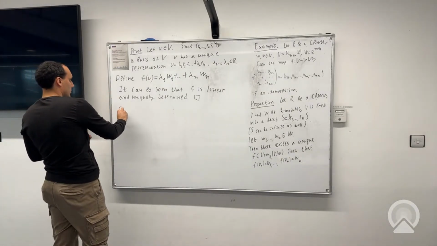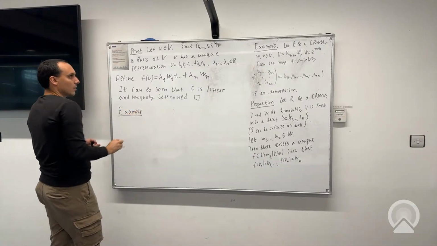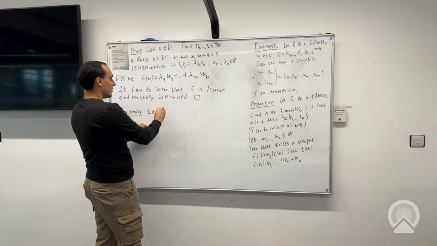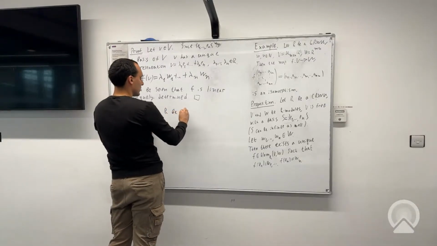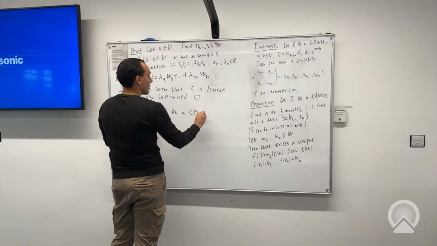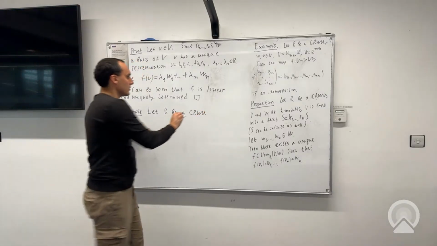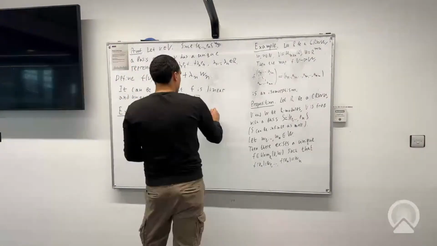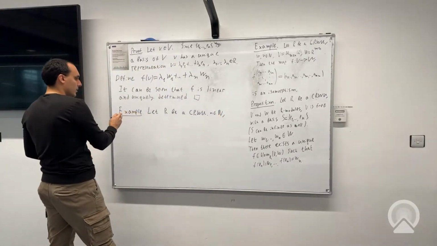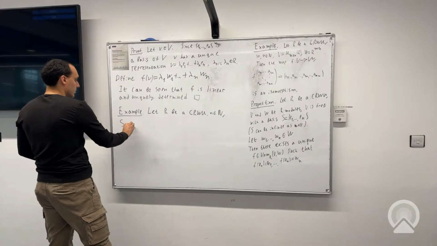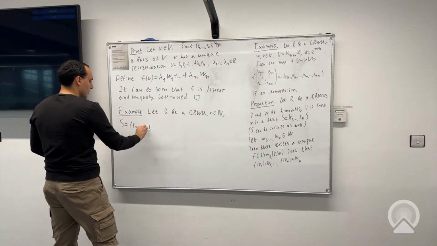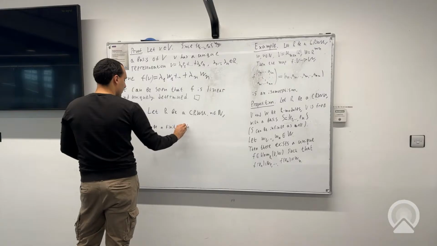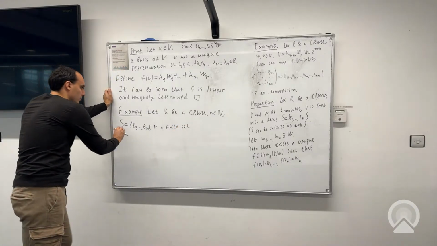For example, let's consider some commutative ring with unity, some integer and some finite set. S is E1 through En. It's a finite set.